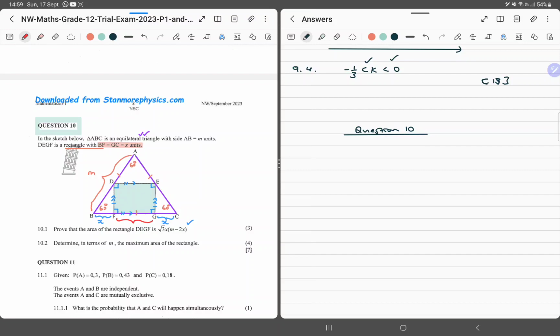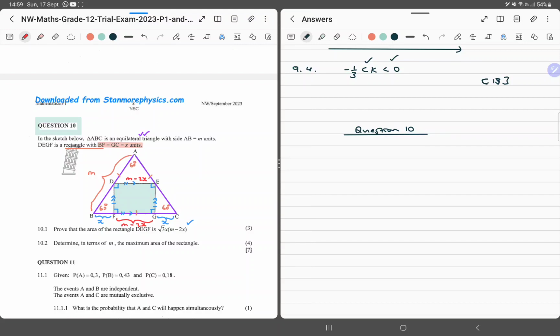Because if we find that distance, as you can see, this is m minus 2x, right? Because the whole length is m. When we take out these two x's, we get that distance. And that means this side is also m minus 2x.